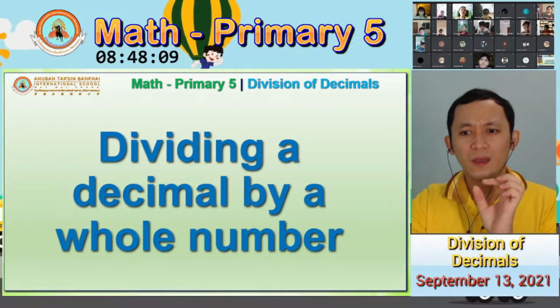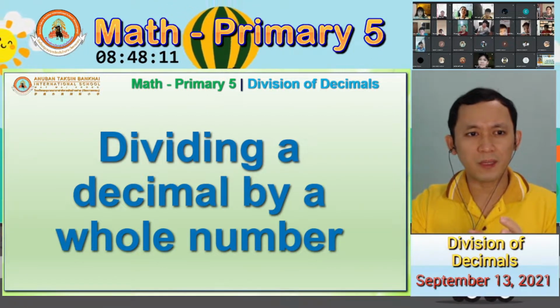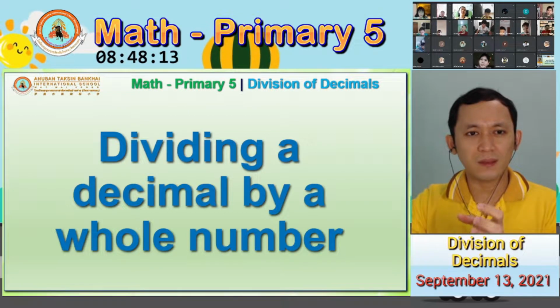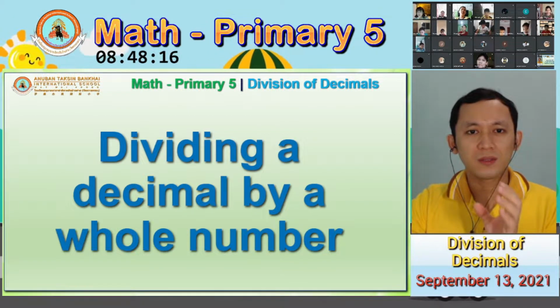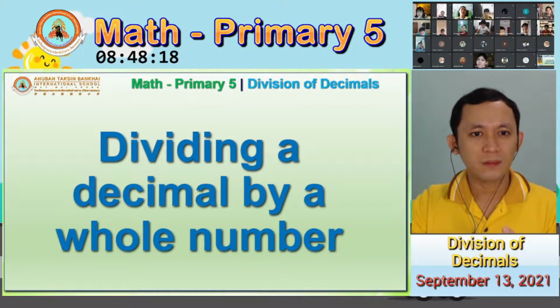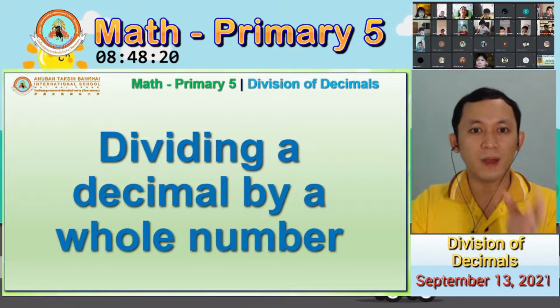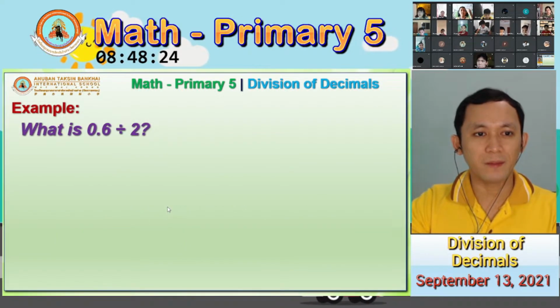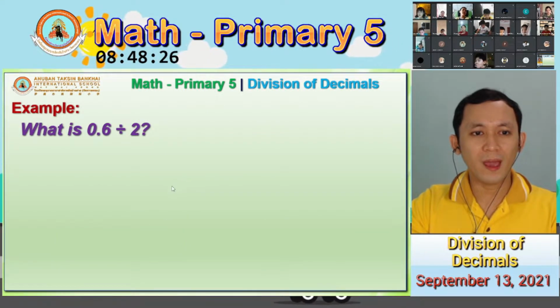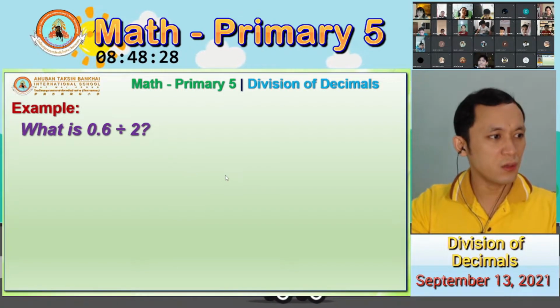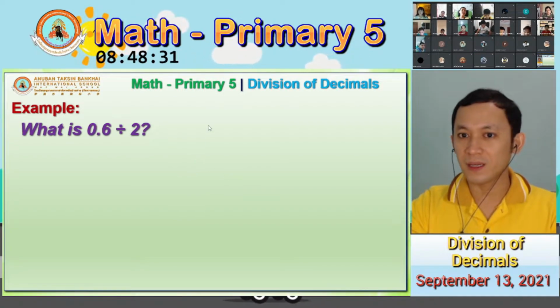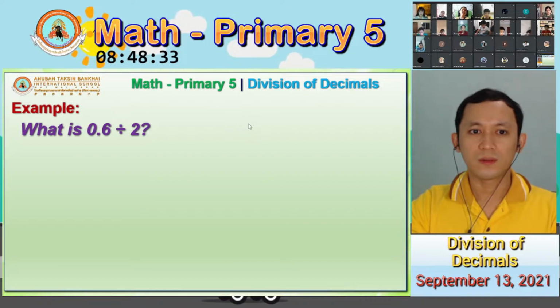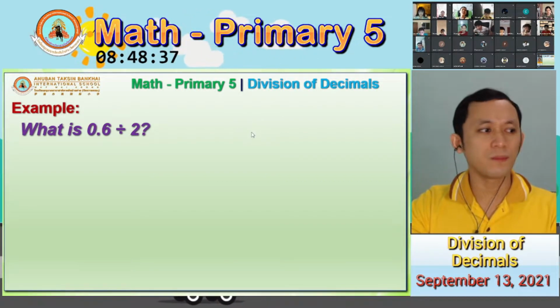Okay, so again, when we say dividing a decimal by a whole number, it's almost the same with the process in multiplication. We can treat decimals as a whole number, and we're just going to divide it normally. Now let's have first an example. Here we have, what is 0.6 divided by 2?